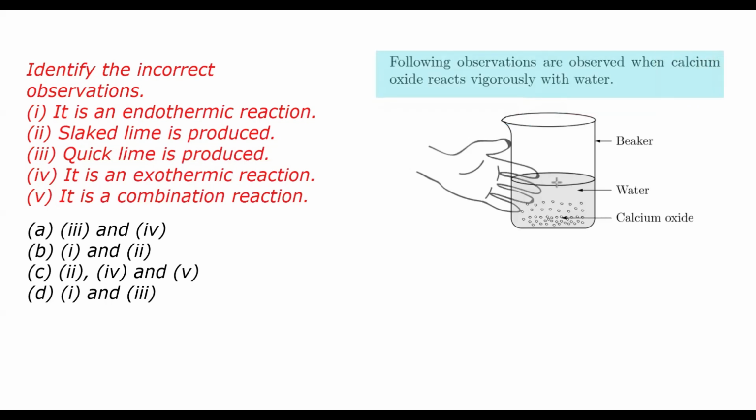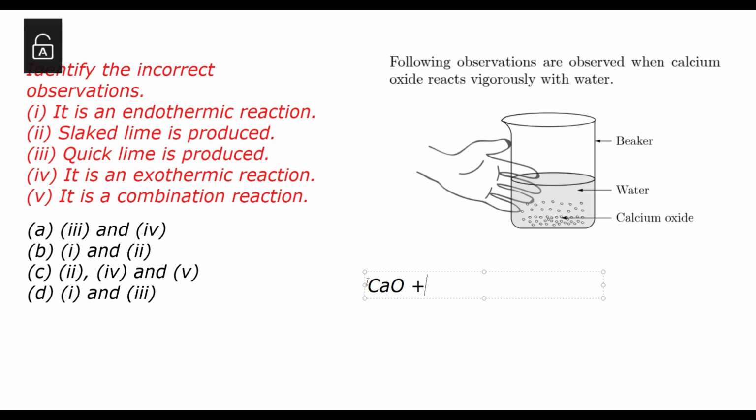The question says the following observations are observed when calcium oxide reacts with water. Let me write down what happens. Calcium oxide is CaO, right? When it reacts with water, H2O, it produces calcium hydroxide, which is Ca(OH)2, plus heat is produced over here. So this is what we know about this reaction.